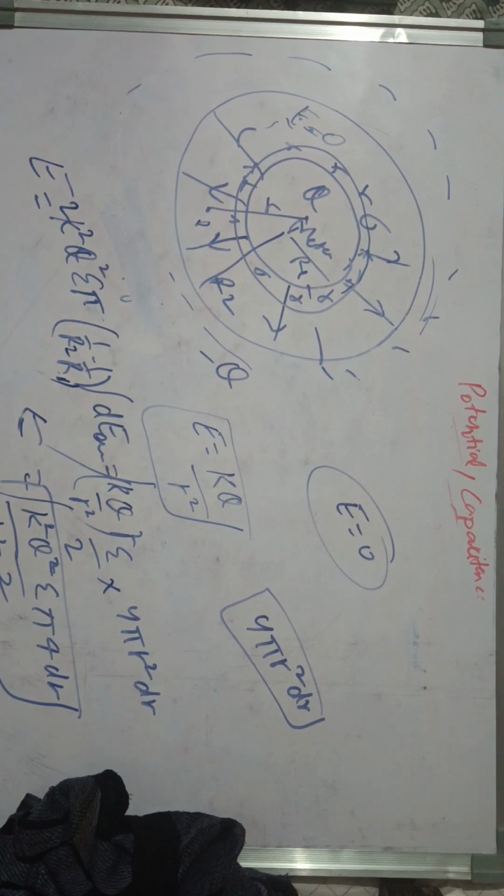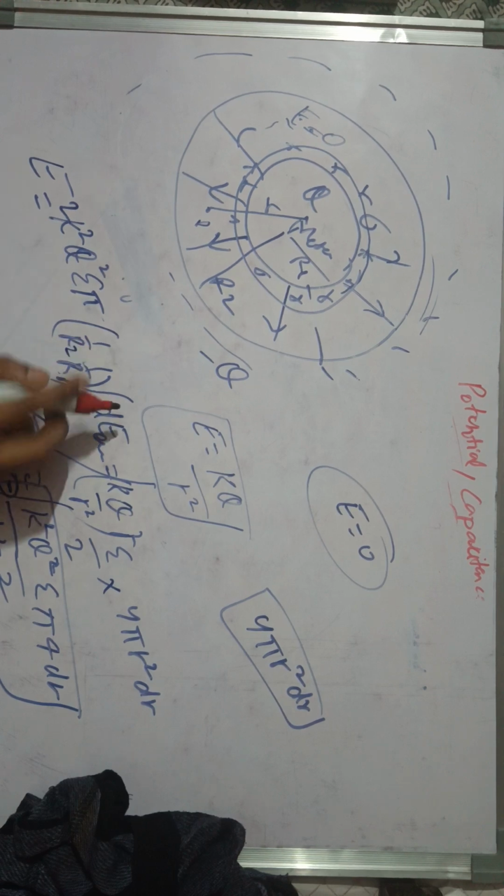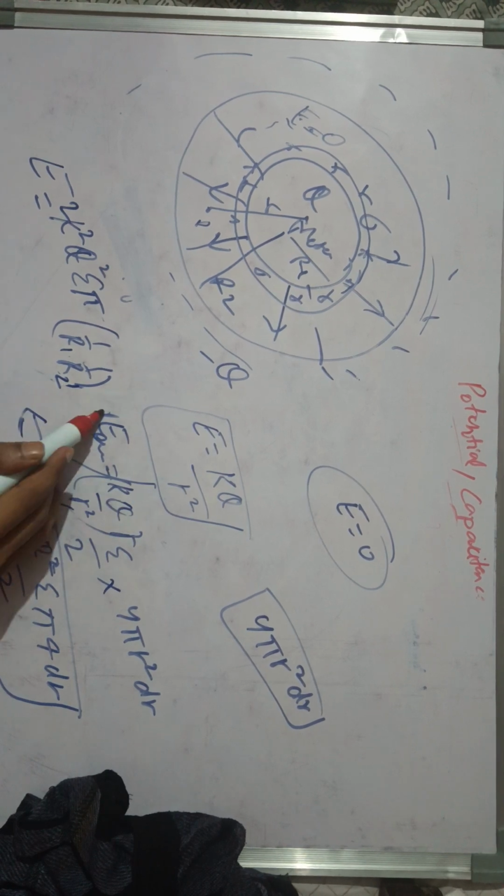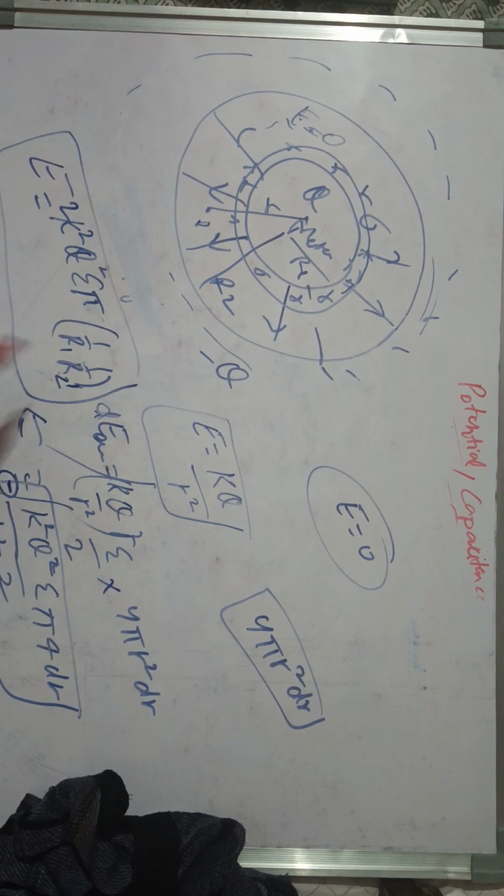We forgot one more thing: when we integrate, we will get a negative sign here. So we will reverse the order again, R1 minus R2. So the integration of this will give the energy equation like this, and that's it.